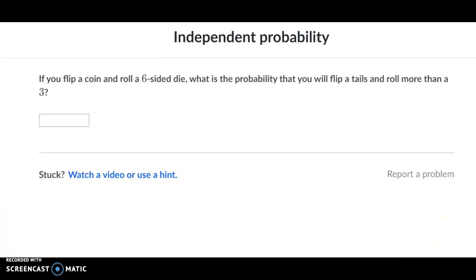If you flip a coin and you roll a 6-sided die, what's the probability that you flip tails and roll more than a 3? Well, those are independent events. It doesn't matter what you get on the coin. It's not going to affect what you get on the die.